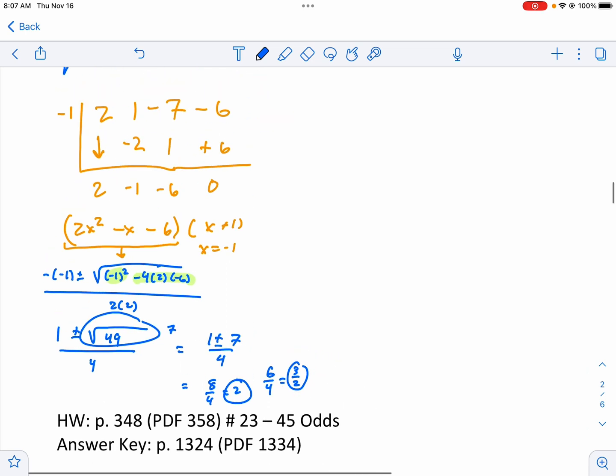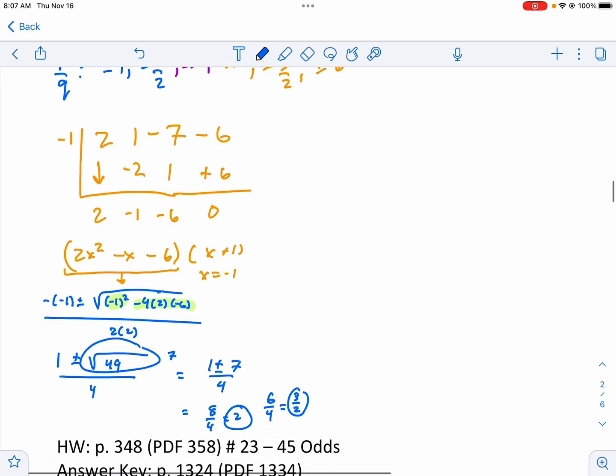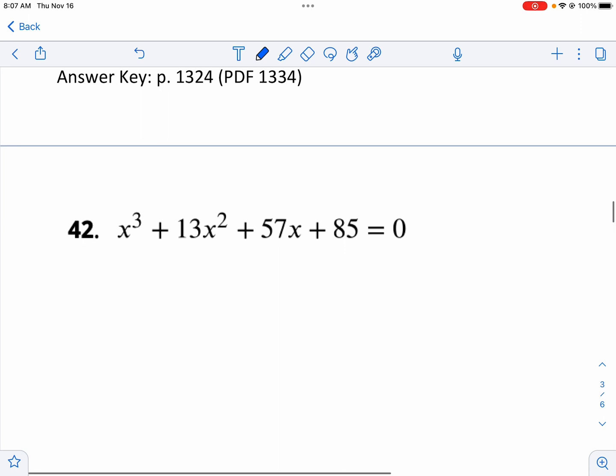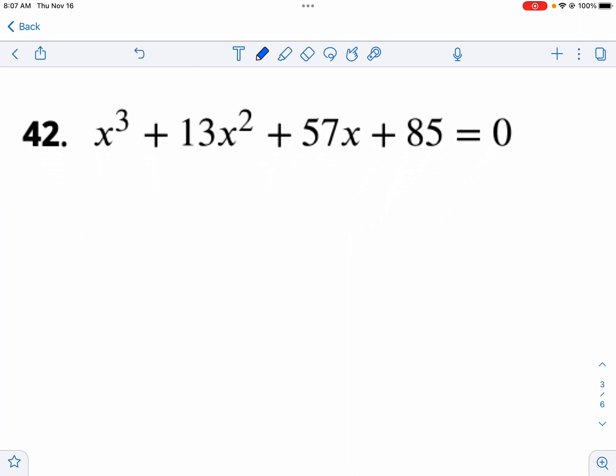Because you will have to use the quadratic formula when you cannot factor. And then sometimes you will get imaginary numbers. Like number 42, you're guaranteed to get an imaginary number here. So your P, your Q. I'm going to just skip to the P over Q part. Plus minus 1, plus minus 5, plus minus 17, plus minus 85.